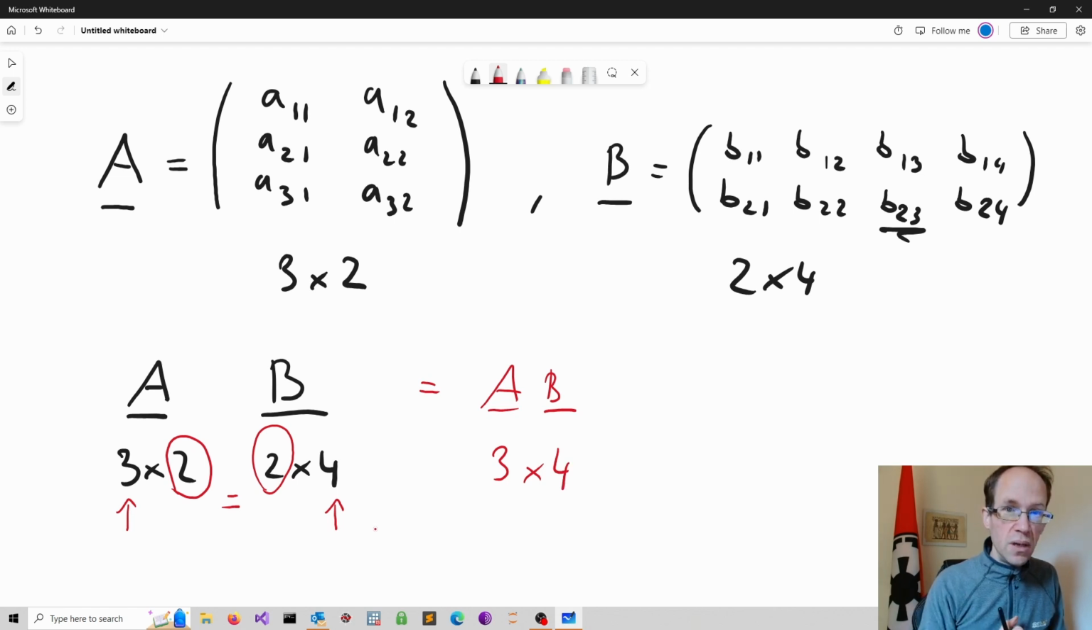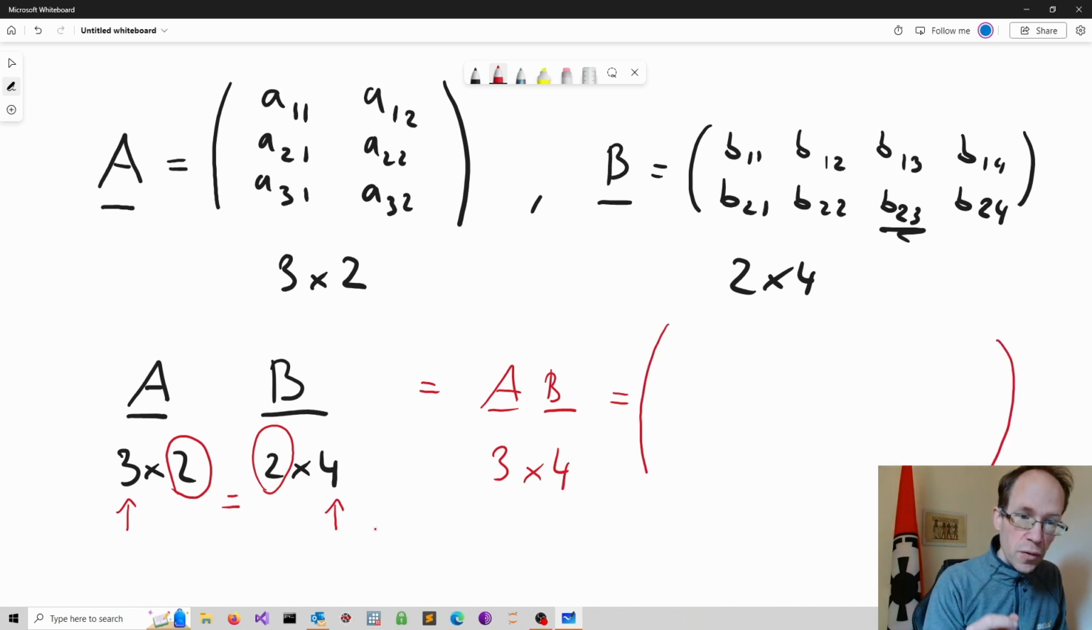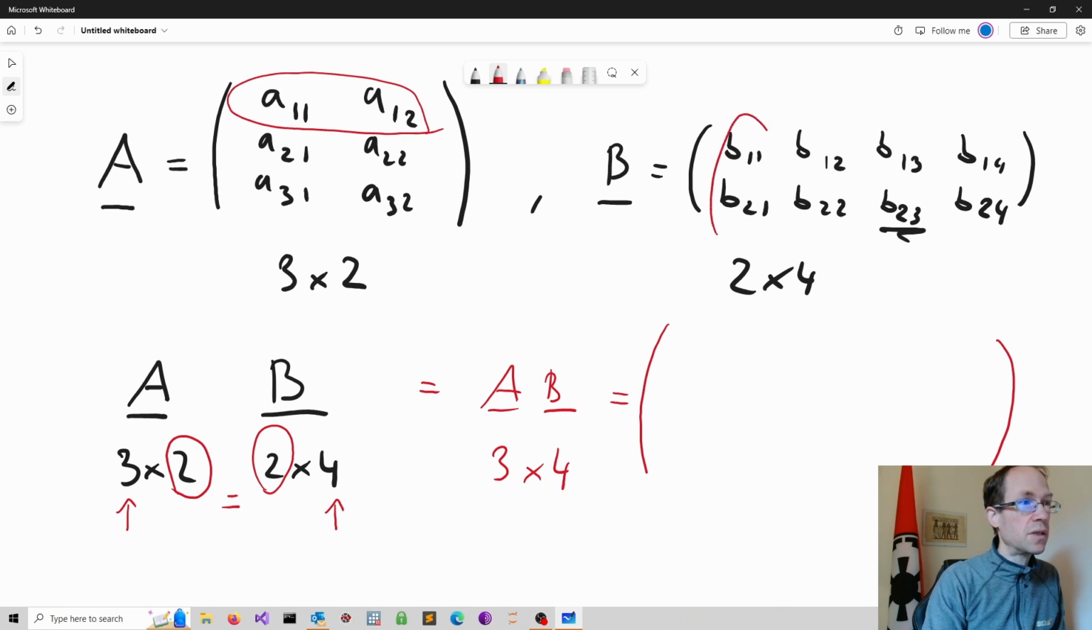So how do we multiply? We take the first row of matrix A and the first column of matrix B. We multiply each entry and determine the sum. This provides a new entry for the product AB. So we look here at the first row and the first column, and we start multiplying the entries. So we take the first one times the first one plus the second one times the second one.